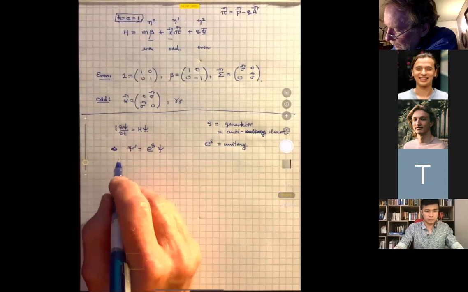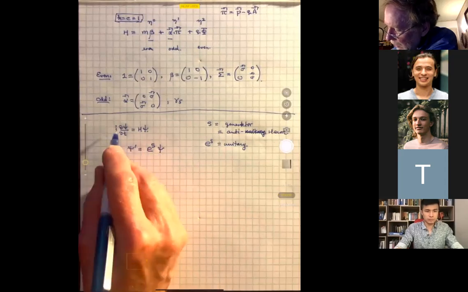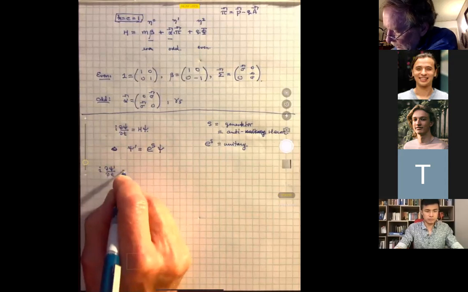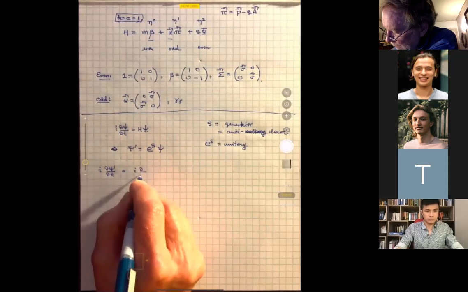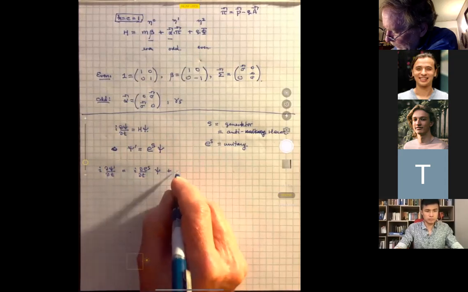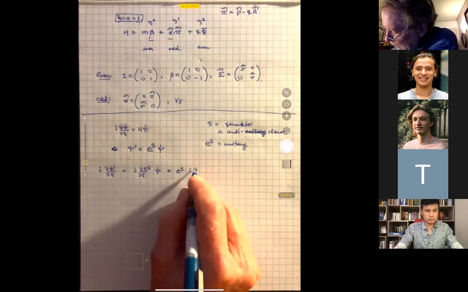Okay, so let's make this substitution into the Schrodinger equation. So we get i d psi prime dt, just using the chain rule, as i d/dt applied to the e to the S part times psi, plus e to the S times i d psi dt.